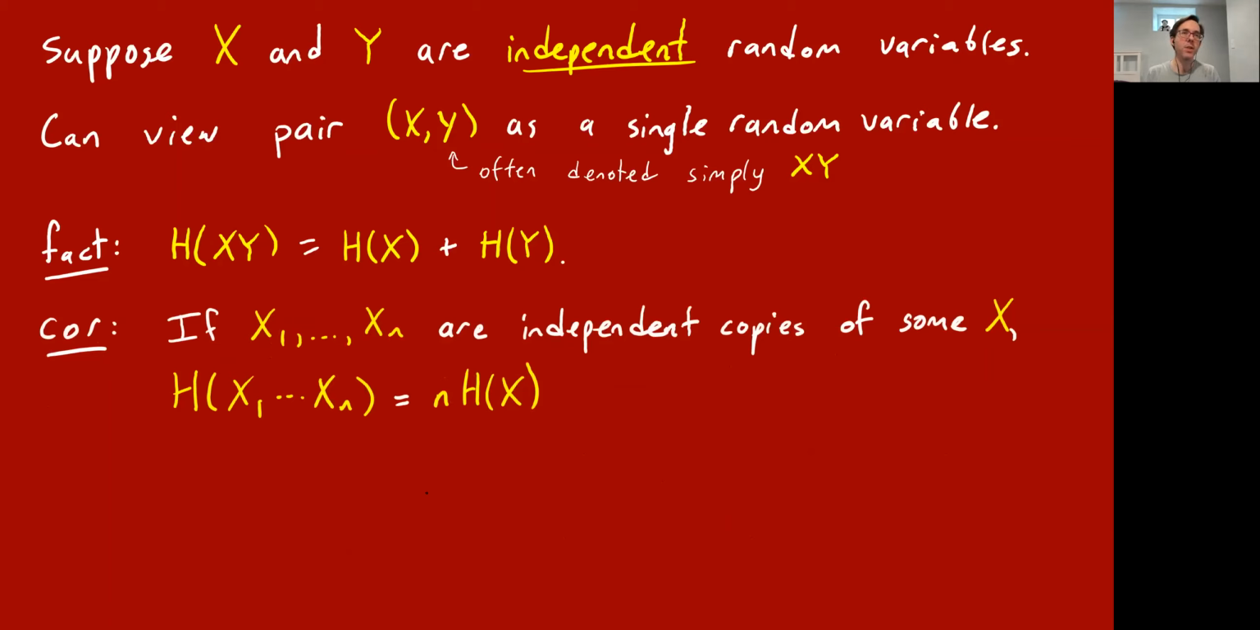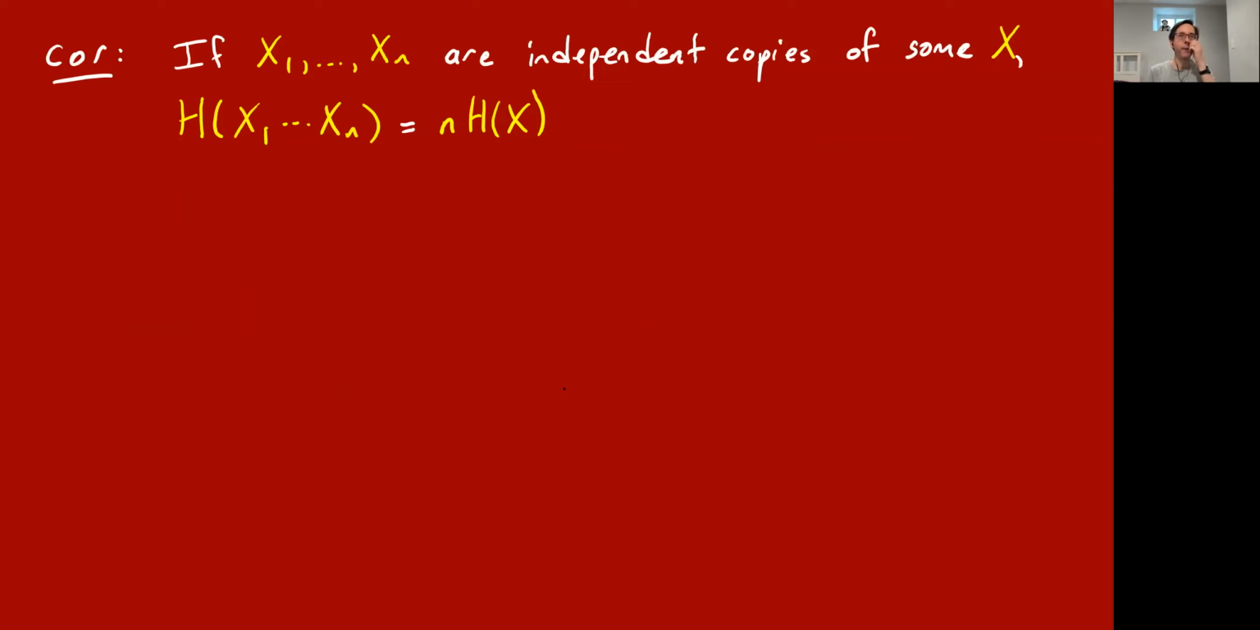Okay, and you can iterate this, and so as a corollary, let's say you have n independent random variables, then the entropy of the single random variable that you get by treating them all together is the sum of the entropies. And in particular, if you have one random variable called x, and you make n independent draws from it, and thereby get independent copies X1 through Xn of this random variable x, then the entropy of all those draws together is just n times the entropy of a single copy. Okay, so let's remember that fact.